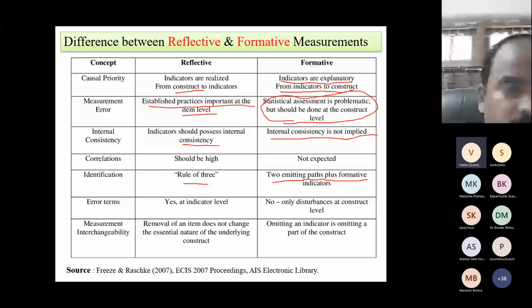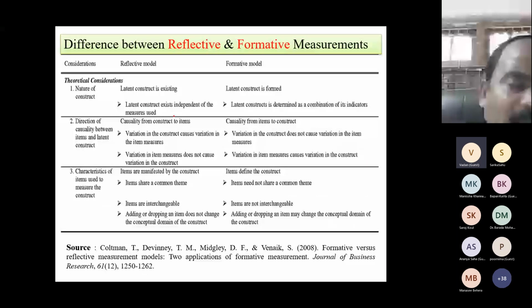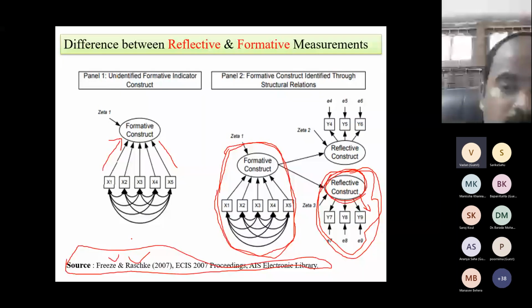Some other differences are there. Under every difference I have mentioned the source. These are all freely available. You can also read that particular article. No need to worry. Now this is what I have shown. Now look here.